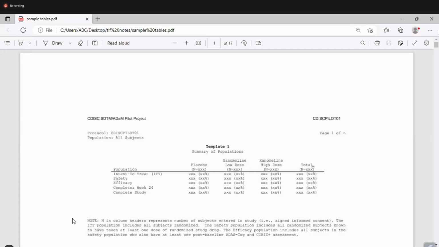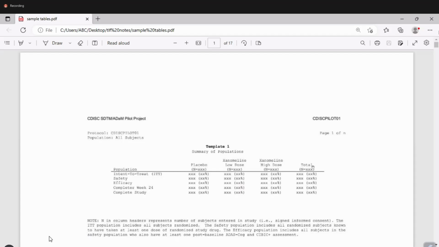In the tables, your note will give so much information. Read this note and you'll get to know a lot. Here, capital N is there, right? What does capital N mean? The capital N in the column header represents the number of subjects entered into the study, that means who signed the informed consent.